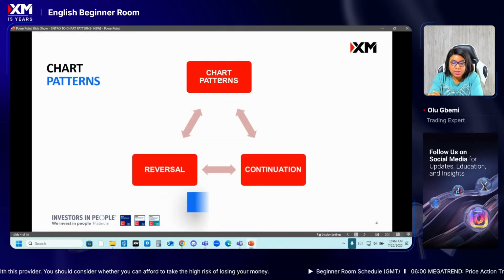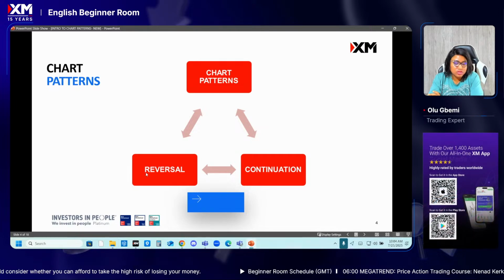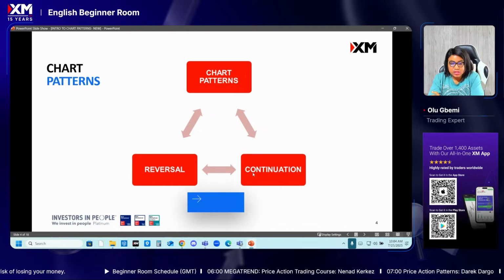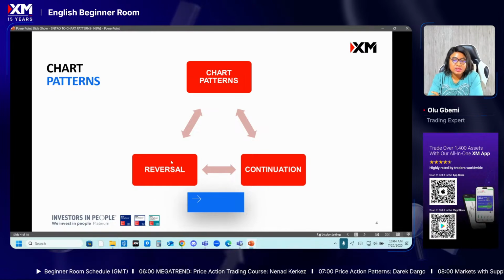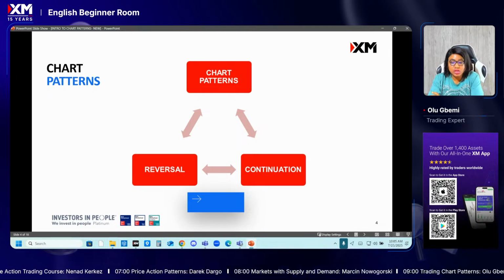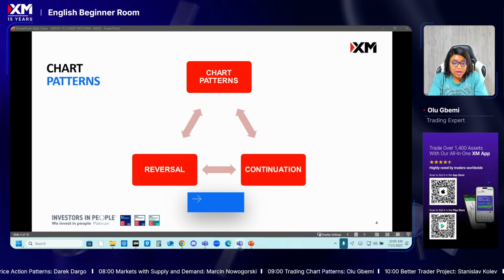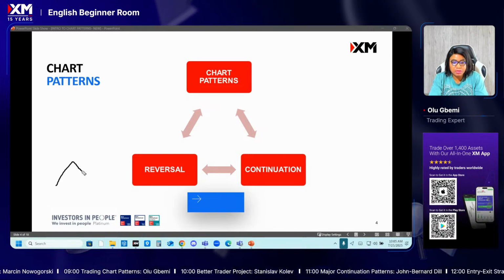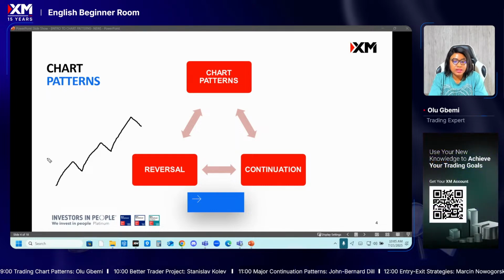When we talk about chart patterns, we have reversal patterns and we have continuation patterns. What does it mean when we say that this is a reversal pattern? It means that we are moving away from one trend into another trend. If we are in the market and we are able to analyze our trend, and we can see that this has been an uptrend in the market, so maybe the market has been moving this way, and then all of a sudden, we have a reversal pattern.